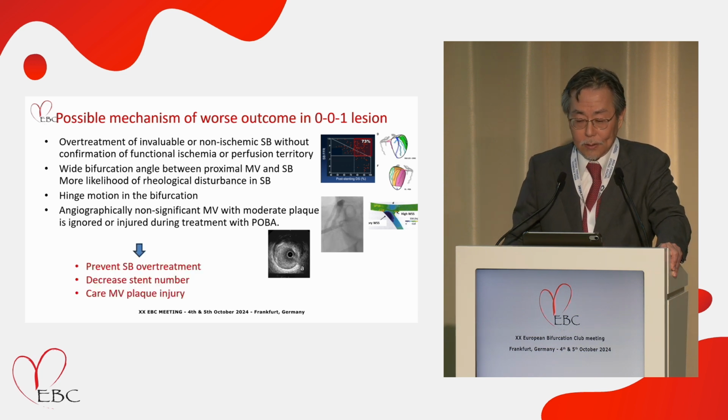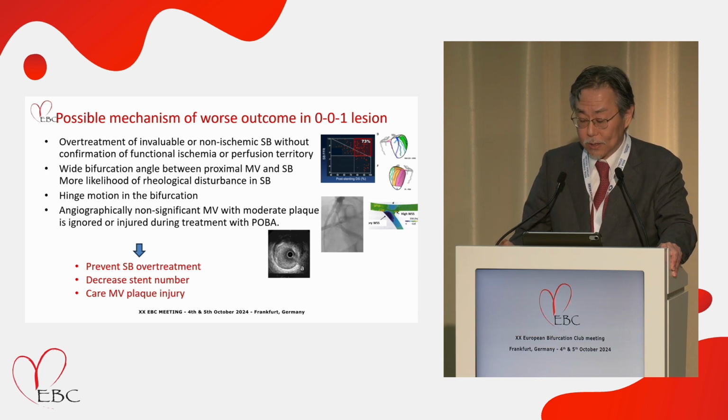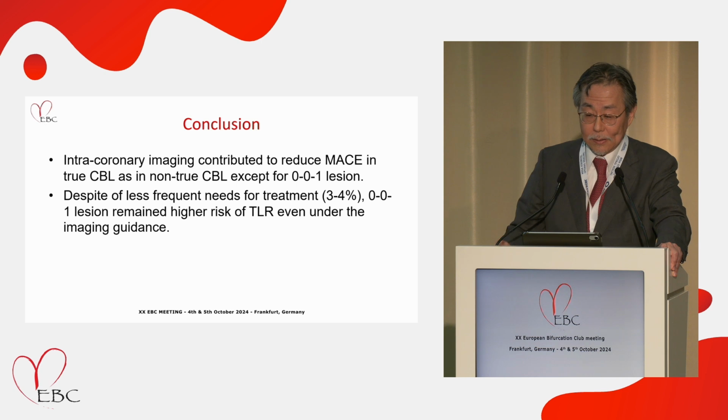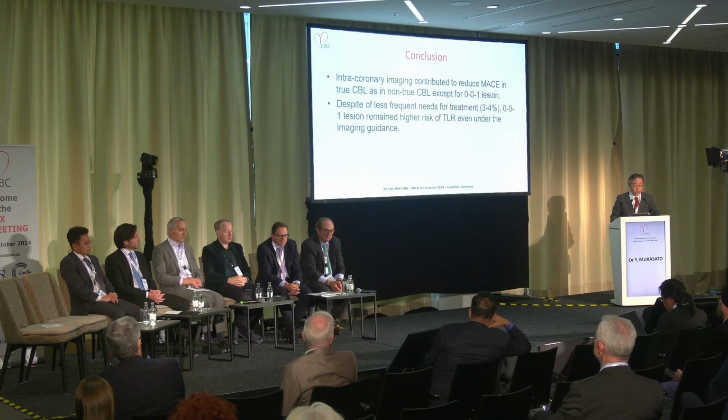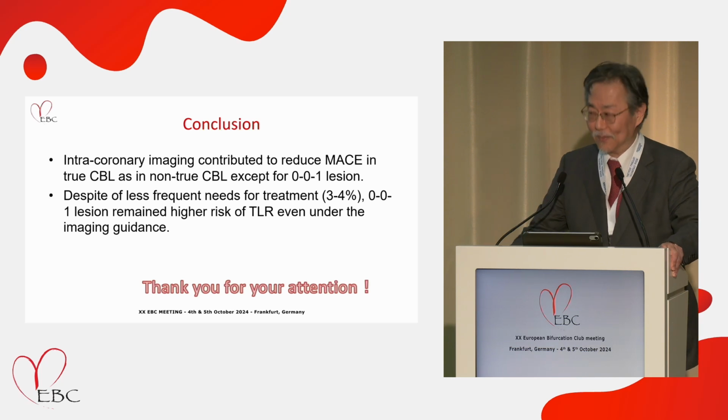Therefore, the following treatment is recommended in the 001 region: prevent side branch over-treatment, decrease the stent number, and take care of main vessel plaque injury. In conclusion, intracoronary imaging contributed to reducing MACE in the true coronary bifurcation region as in the non-true coronary bifurcation region, except for the 001 region. Despite the less frequent need of treatment, 3 to 4%, the 001 region remained at higher risk of TLR even under imaging guidance. Thank you for your attention.